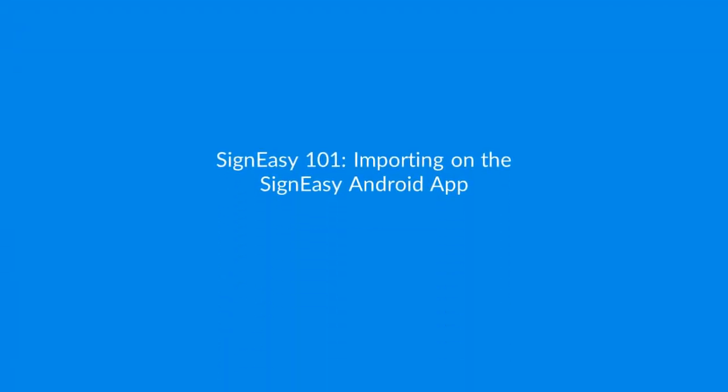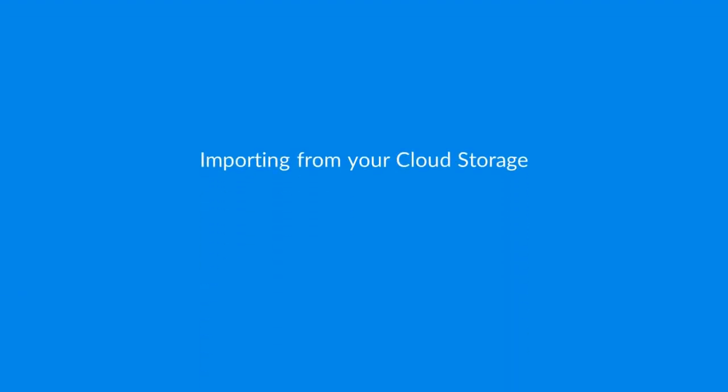The first step to getting a document signed is importing it into the app. So let's take a look at the importing options on the Signeasy Android app. First, you can import from various cloud storage options and other places from right within the app.